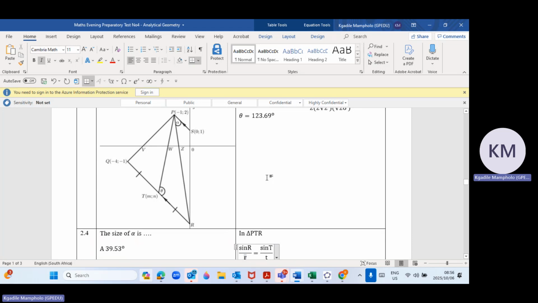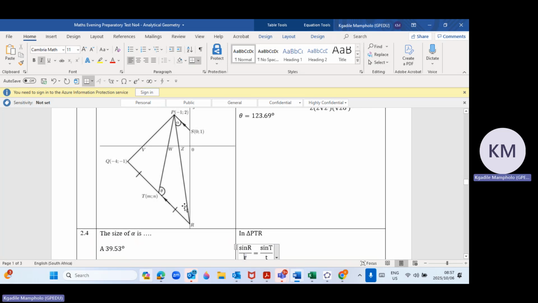Now the next one is saying the size of alpha is. You know that alpha in this case, if we knew this one, it could have been easy to say these are the co-interior angles, but we don't know this angle. You can't use the co-interior angles. But we know that alpha equals PRT, which is this angle, because they are alternating. Now, since we know this angle, then we use the sine rule to get this angle.